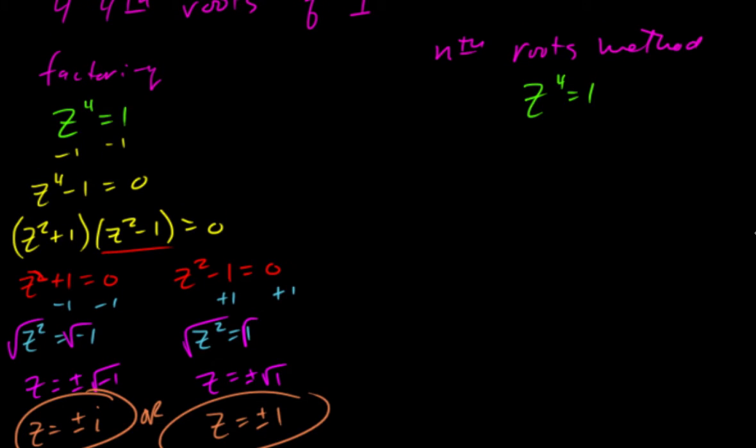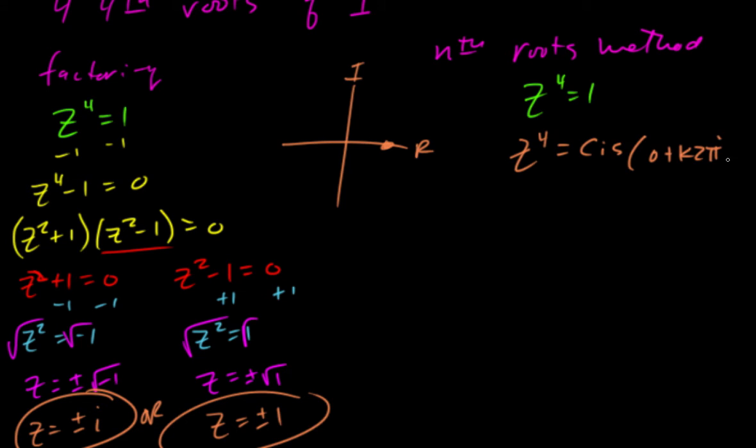Okay. Coming over here, we're going to write this in polar form. So 1, like on an Argand diagram, where this is real, imaginary. Purely real has a rotation of 0 or 2 pi or 4 pi or whatever. So we can write this as z to the 4th equals cis of 0 plus k 2 pi, where k is an integer. Okay, and then if we just simplify that, that's just going to be k 2 pi.